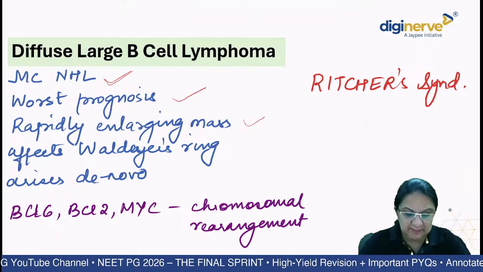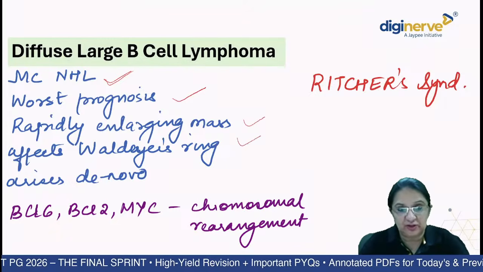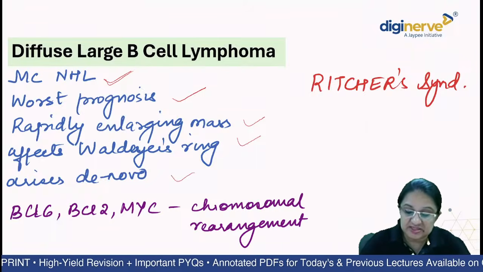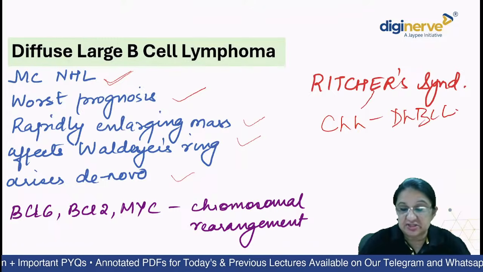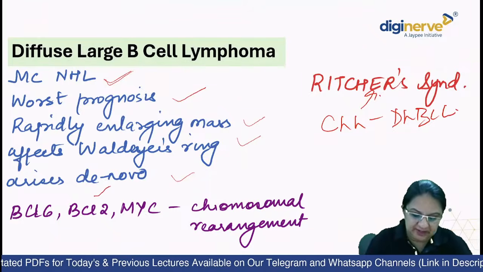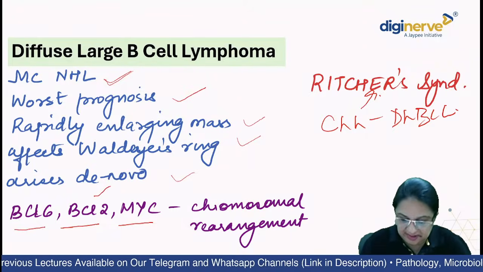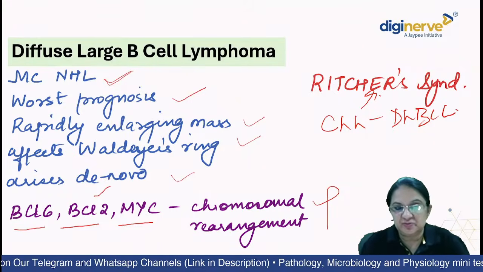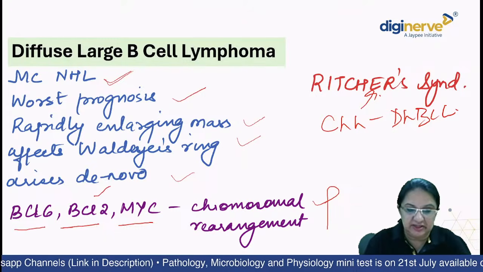It's a rapidly enlarging mass. It usually affects the Waldeyer ring, and may arise de novo also. Remember CLL transformation to DLBCL? That was Richter's syndrome, but it may arise de novo also. What is the genetic defect? BCL6, BCL2, and MYC: BCL2 mutation, BCL6 mutation, and MYC gene rearrangement.